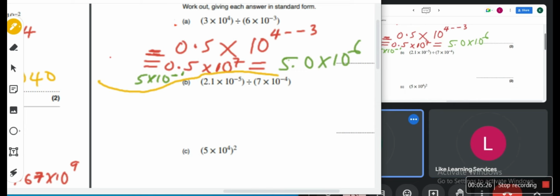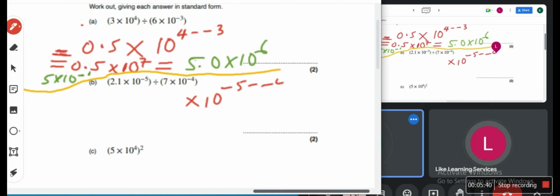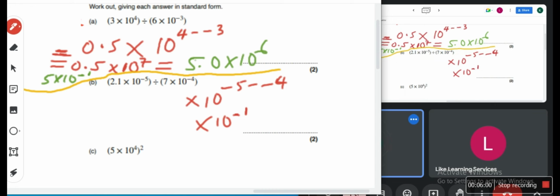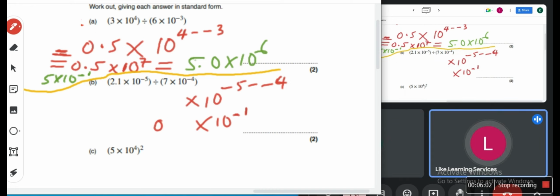So what will you do? Again, you subtract it. What will it be? Minus 5 minus minus 4 will give you minus 1. Interesting. You are simply on fire. Then of course 2.1 divided by 7 gives what? 2.1, just use your calculator. 2.1 divided by 7. I know. 0.3. So what will be the final answer?